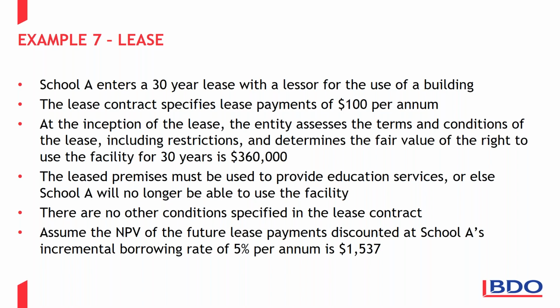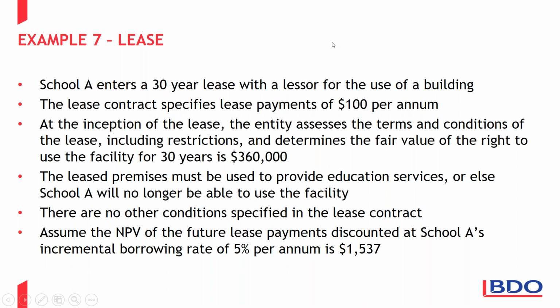We have a school that has entered into a 30-year lease for a building. It's a $100 per annum lease contract, and you can see already that we have the peppercorn lease coming through there, because $100 per annum to use a building at a school must surely represent a lease that is significantly below market terms and conditions. At the inception of the lease, the entity has assessed the terms and conditions and has determined the fair value of the right of use facility to be $360,000 for the 30-year period. That would therefore be the right of use asset fair value that's been determined by the school at inception.